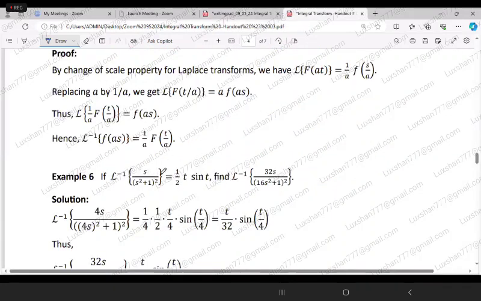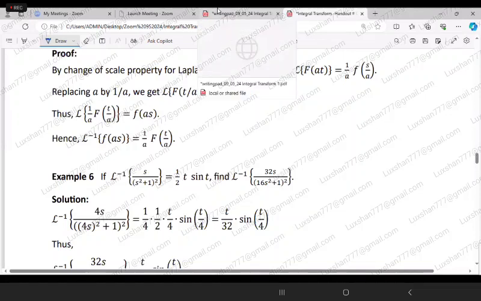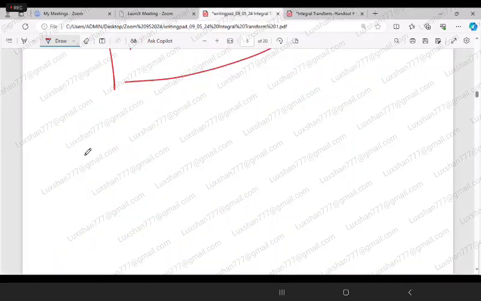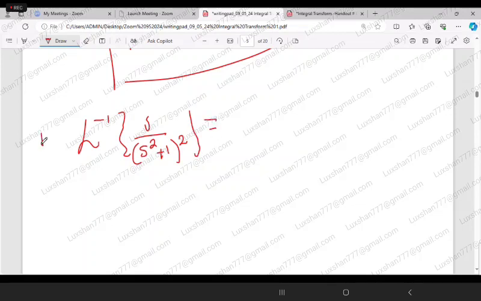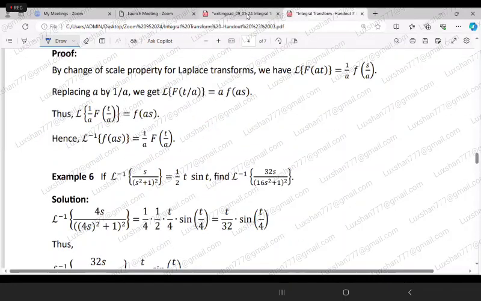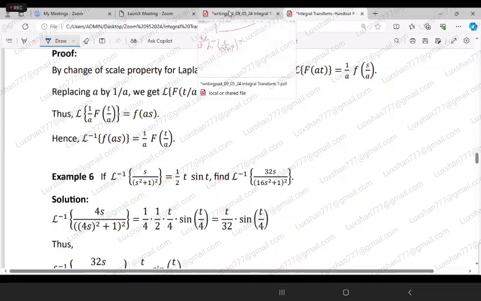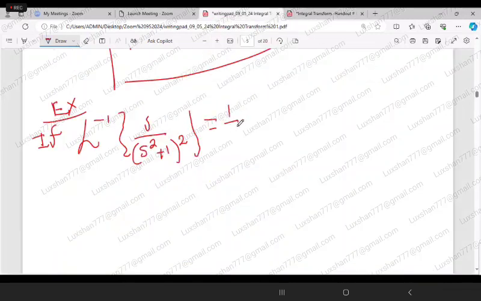Yeah, so we are given that the inverse Laplace transform of s over s squared plus 1 all whole squared, it is given, in this example, is equal to half into t into sine t. Okay.